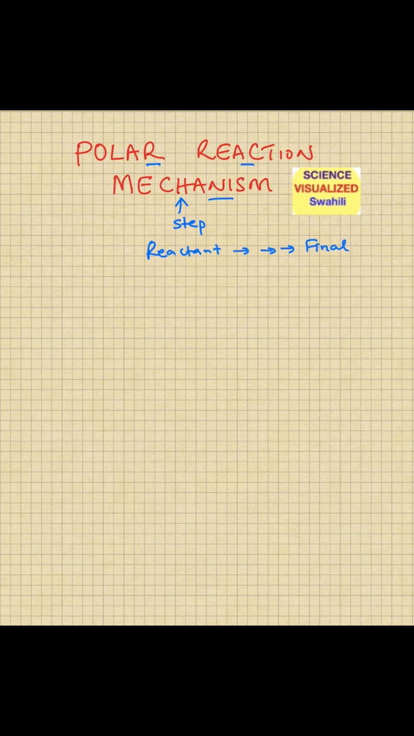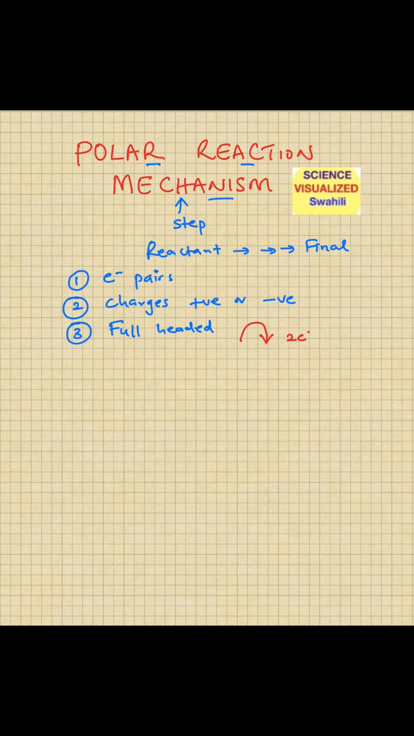In polar reaction mechanism, number one, it involves electron pairs. So that means two electrons are moving at the same time. And because of that, it involves charges. So you could either have a positive charge or negative charge intermediates. Number three, because it's two electrons, you have to use what's called a full-headed arrow. So a full-headed arrow will look like that. So the full head means two electrons. Half-headed arrow is like that, and that involves one electron.